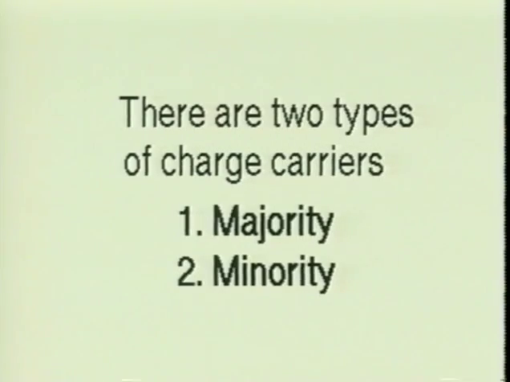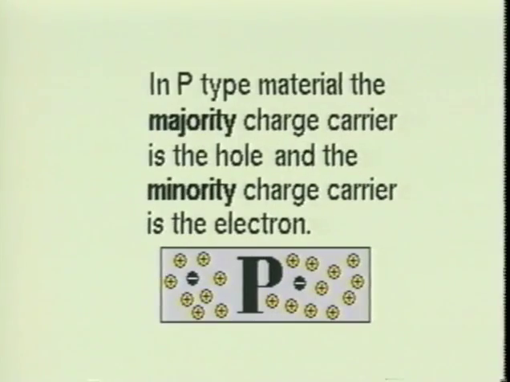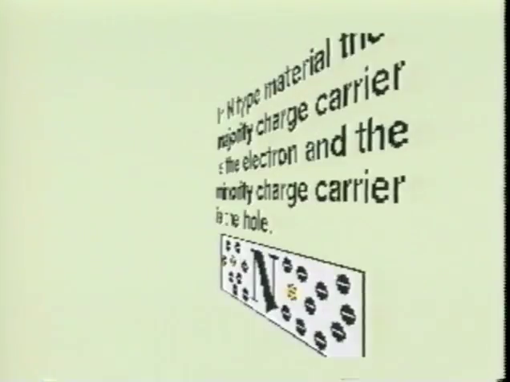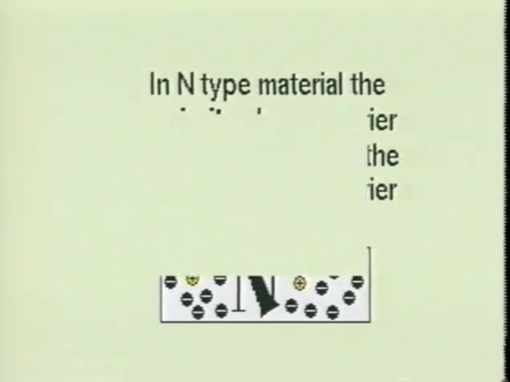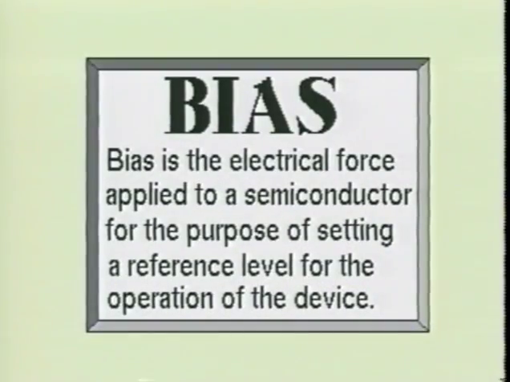Semiconductor materials have majority and minority charge carriers. The majority charge carrier in the p-type material is the hole, while the minority charge carrier is the electron. The majority charge carrier in the n-type material is the electron, and the minority charge carrier is the hole. When any semiconductor device is used in a circuit, it will have a wide range of voltages being applied to it. These voltages are referred to as bias voltages. The bias voltage will determine how the device will react in the circuit.